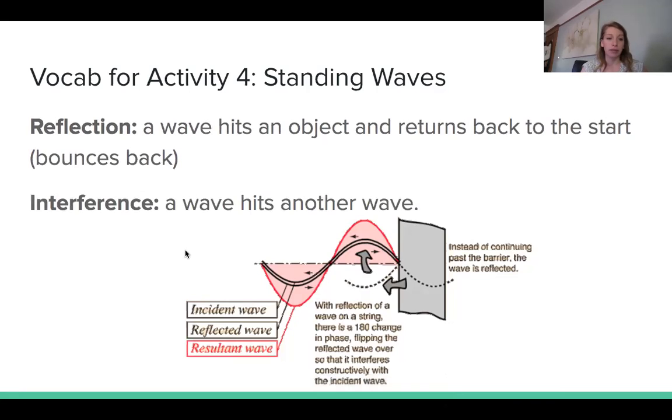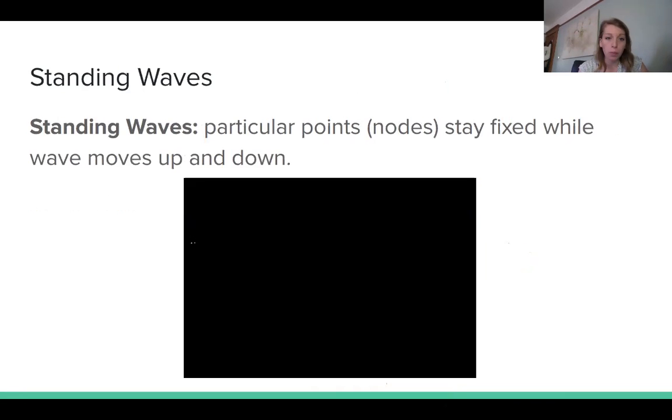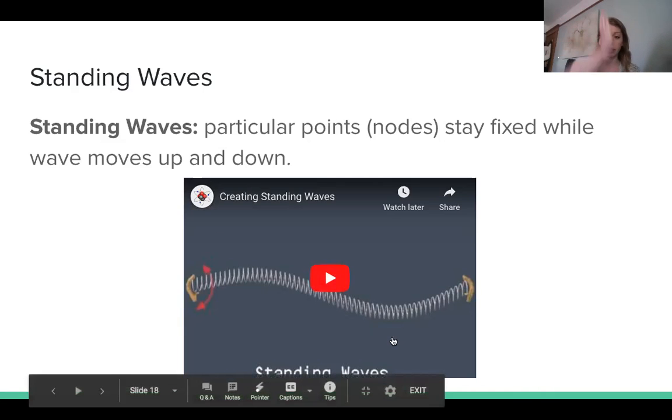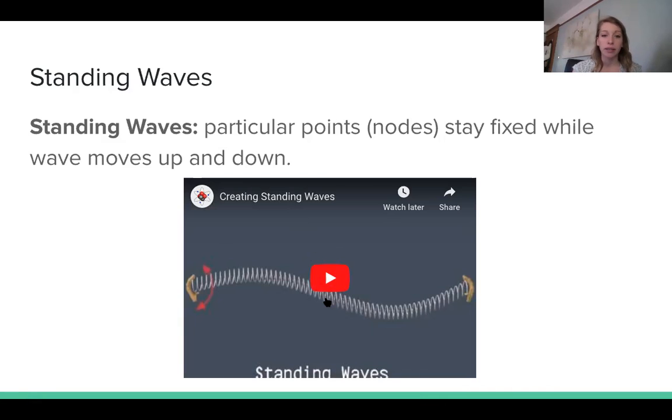The other wave interaction we'll look at is interference. This is when you have two waves coming at each other and what happens when they hit. You'll see that in a simulation you're going to play around with in lesson 4. And then finally, another thing that you'll see in lesson 4 is something called a standing wave. A standing wave is when you see a transverse wave, the one that's like this, that is moving. However, certain points stay fixed and the wave just moves up and down. So like this. It's kind of hard to show with my hands.